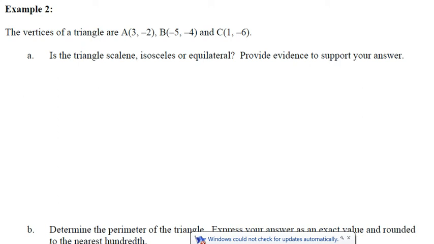I need to figure out how long AB is, how long BC is, and how long AC is. Once I know that, if they're all the same, I'll say it's equilateral. If 2 out of 3 are the same, I'll say it's isosceles, and if all 3 are different, then I will say that it is scalene. So we want to work out the distance from A to B, keeping in mind the general distance formula.